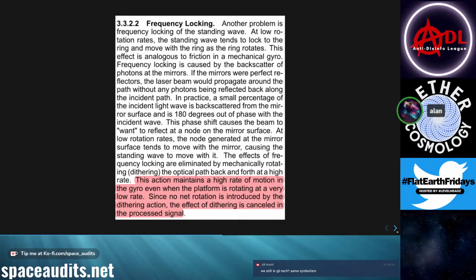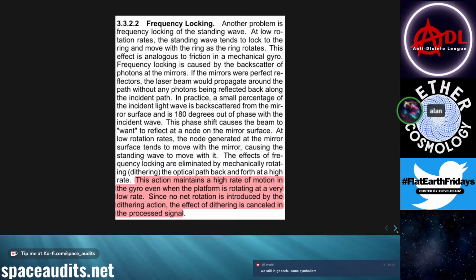And this is where what happens is when the device is stationary, some of the light goes through the mirrors and reflects back, so it causes the waves to go out of phase when the angle of incidence is 180 degrees from it. So it's just bouncing back and messing with their readings, right?